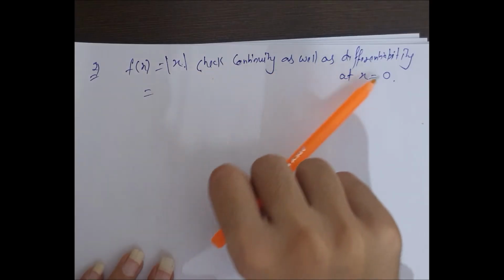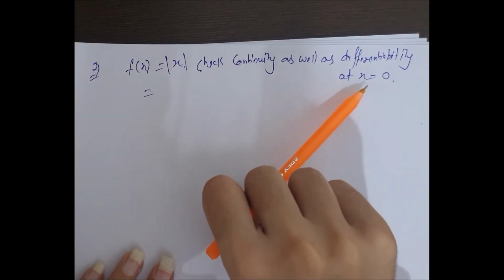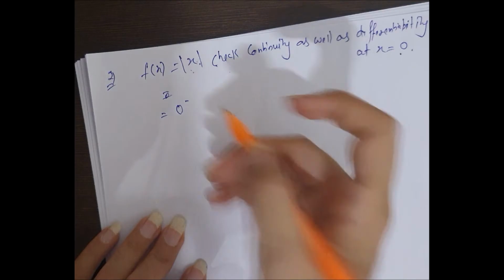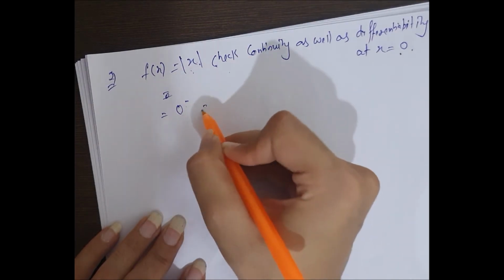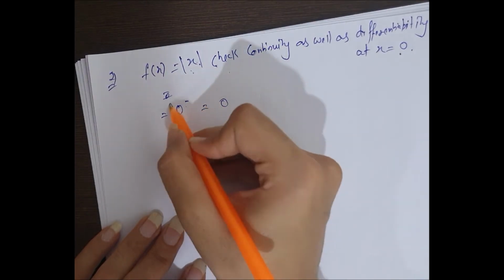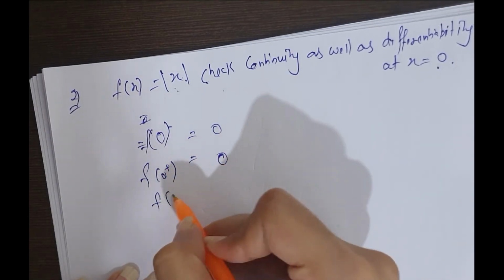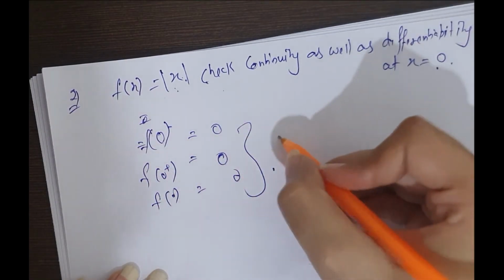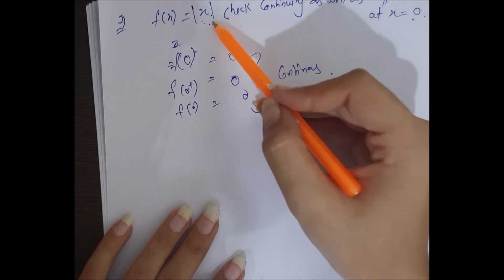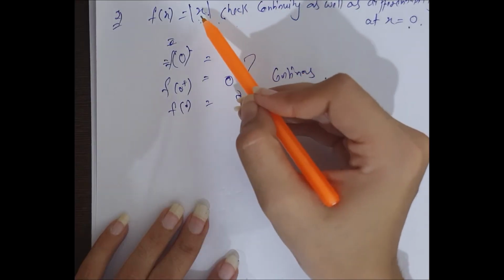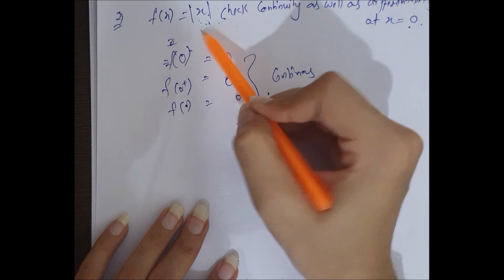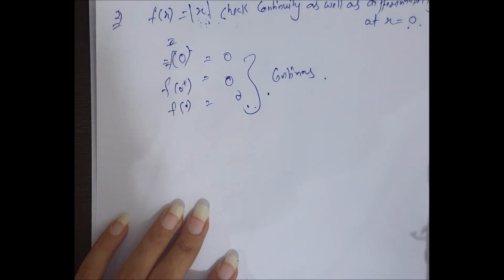We have to check its continuity as well as differentiability at x equal to 0. So at 0 minus, this will be 0, at 0 plus, this will be 0, at 0, this will be 0. So it means that this function is continuous. You can check it directly. If we put 0, 0 minus or 0 plus here, it will be 0. So this function is continuous.